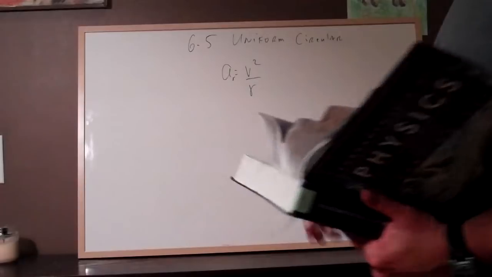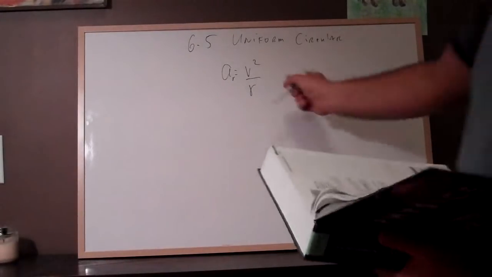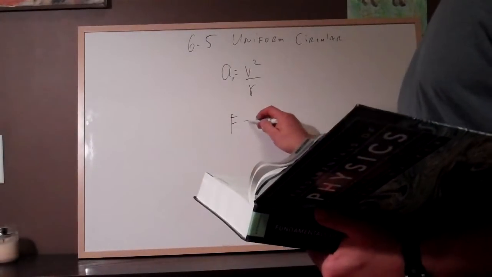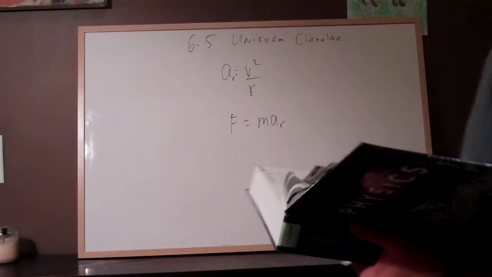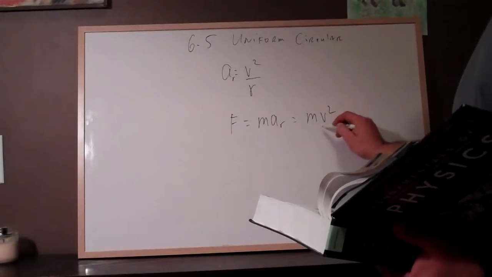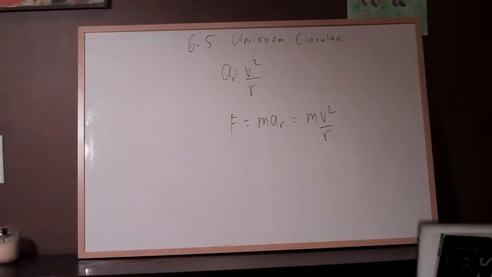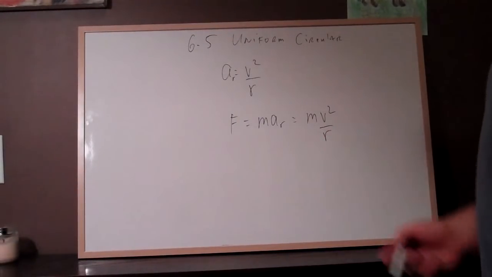So if there's an acceleration, there's got to be a net force. Just extending this a little bit, the net force turns out to be ma, just Newton's second law, but it's radial acceleration towards the center. So we could rephrase this as mv squared over r. That's got to be the net force towards the center if something's going in a circle with a constant speed.